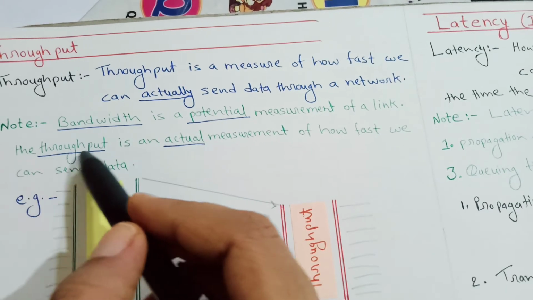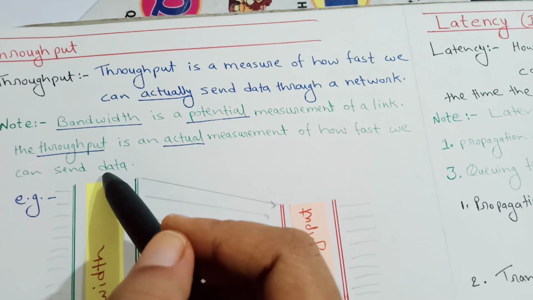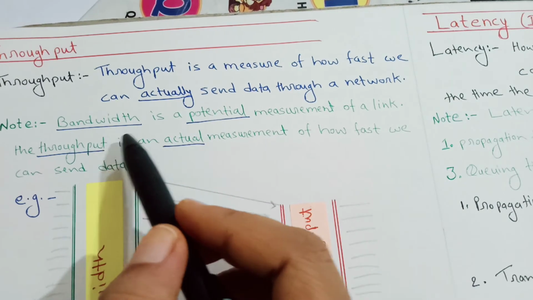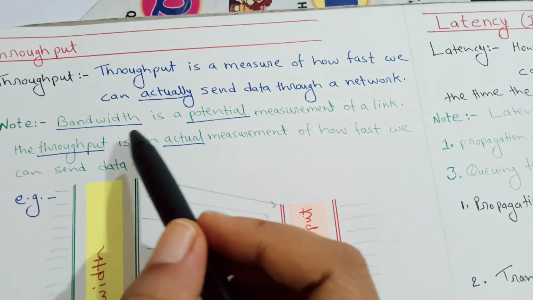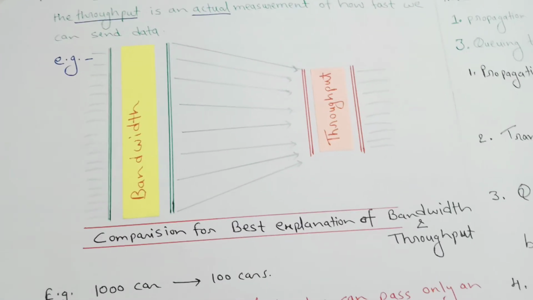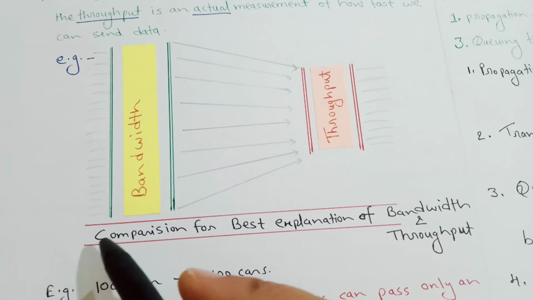The throughput is an actual measurement of how fast we can send the data. Now you can differentiate between bandwidth and throughput. Throughput is actual and bandwidth is potential. Now you can see how much bandwidth we are using.